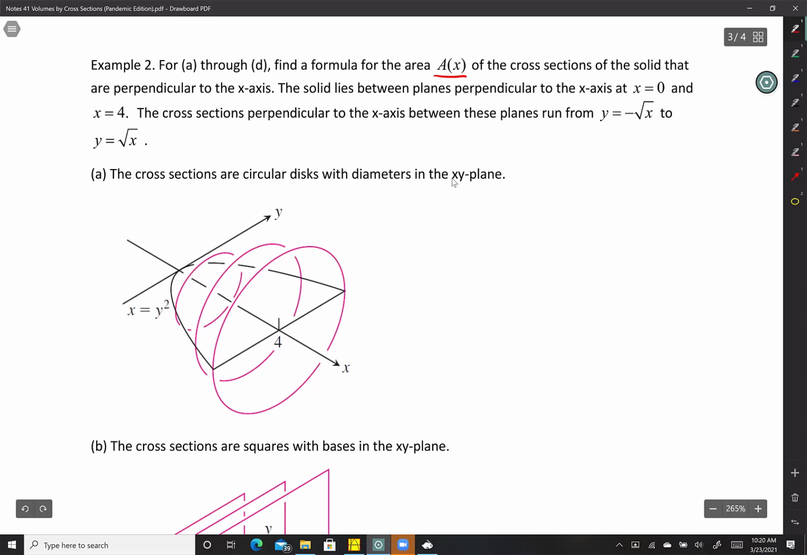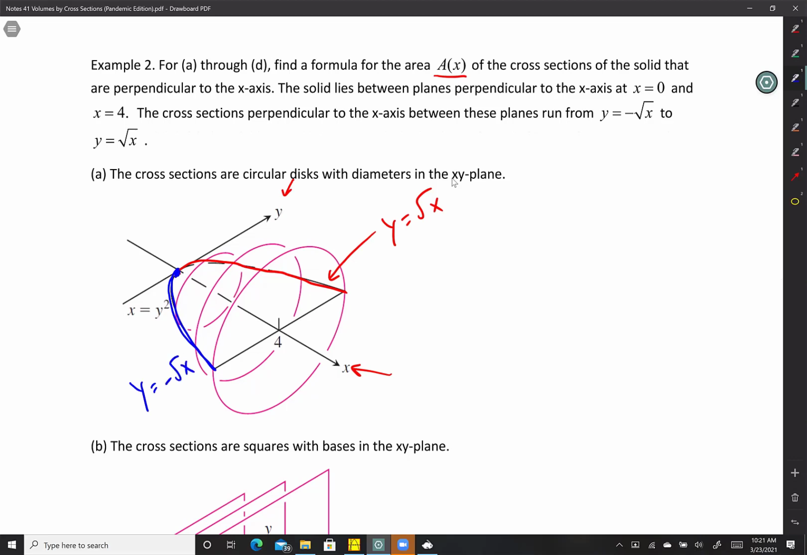So what you're looking at, notice that's the x-axis, that's the y-axis. This line up here in red, that is y equals square root of x. This line down here in blue, that is y equals negative square root of x. They did a 3-dimensional plot, guys. Here it is in 2-dimensional. In 2-dimensional, I just look like this. Are we okay so far?